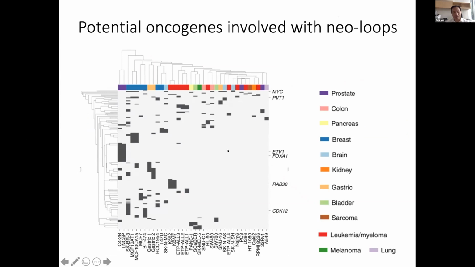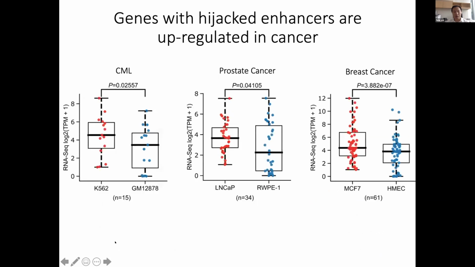Then how about their gene expression? In this case, we checked 3 cancer cell lines: leukemia, prostate cancer, and breast cancer. We compared the cell lines with the normal cell lines without SVs. So not surprisingly, once a gene has a hijacked enhancer, its expression is higher than its expression in the normal genome without hijacked enhancers.